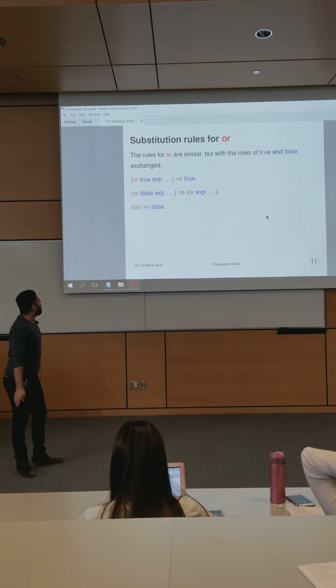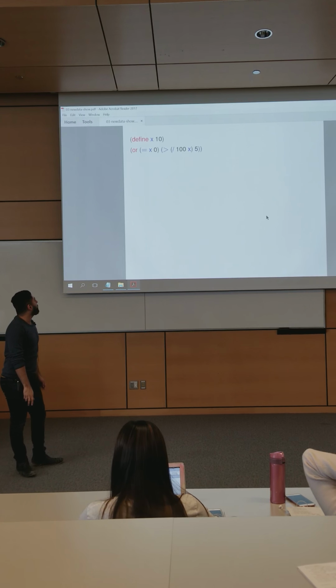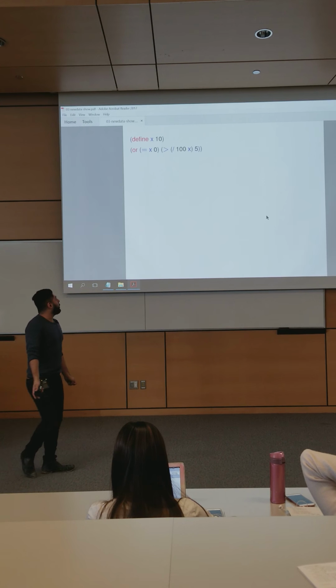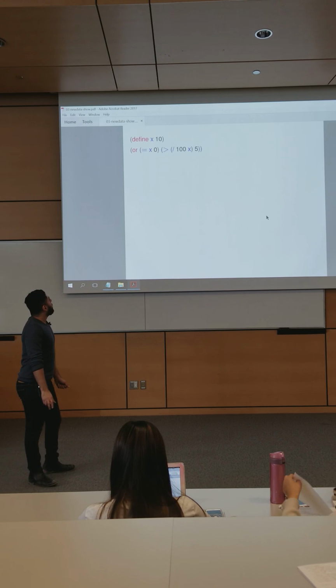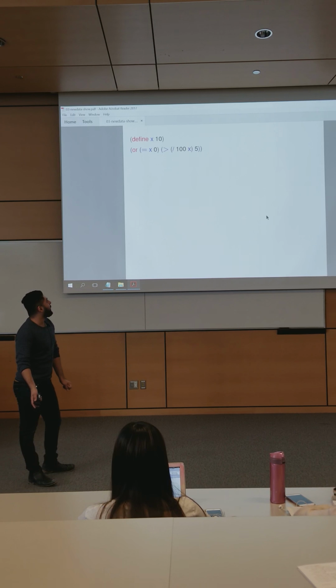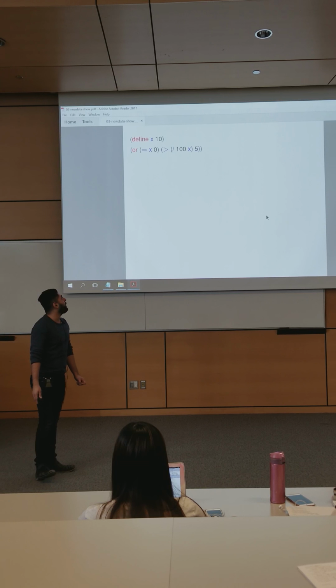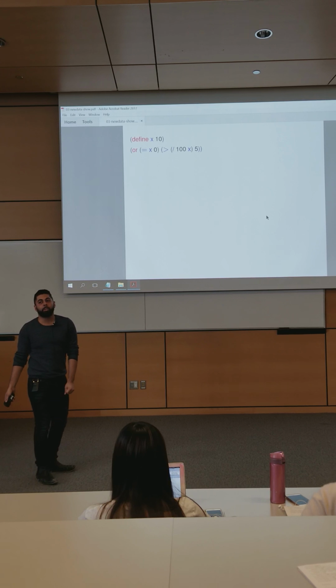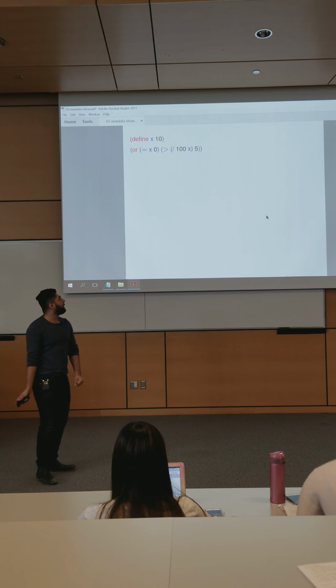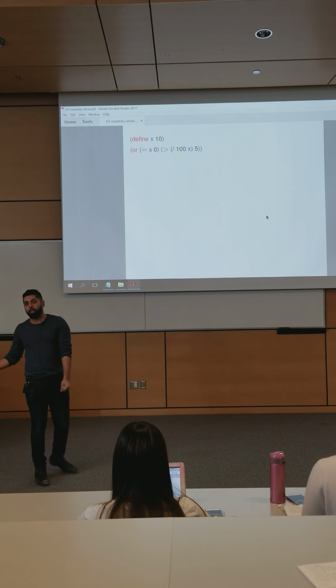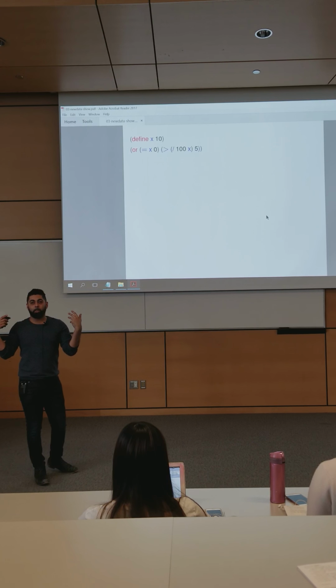So, hopefully there's an example. There is, perfect. So, we're going to define x as 10. Then we're going to do or equals x 10, and then greater than 100 divided by x compared to 5. So what's the first step? Fill it out. Substitute x equals 10.